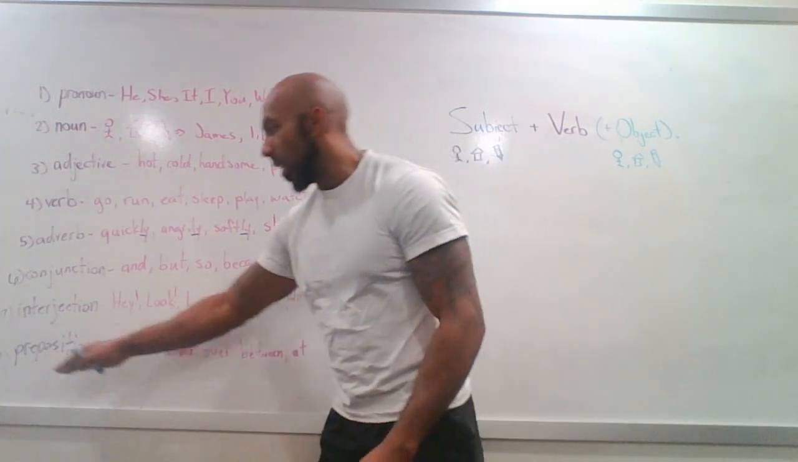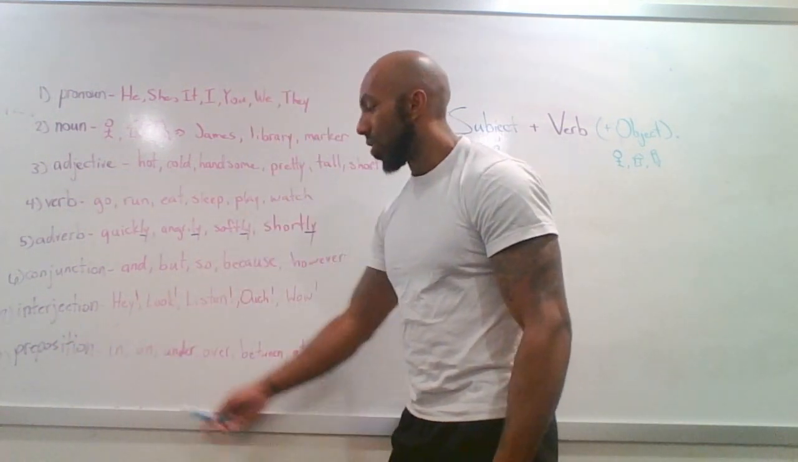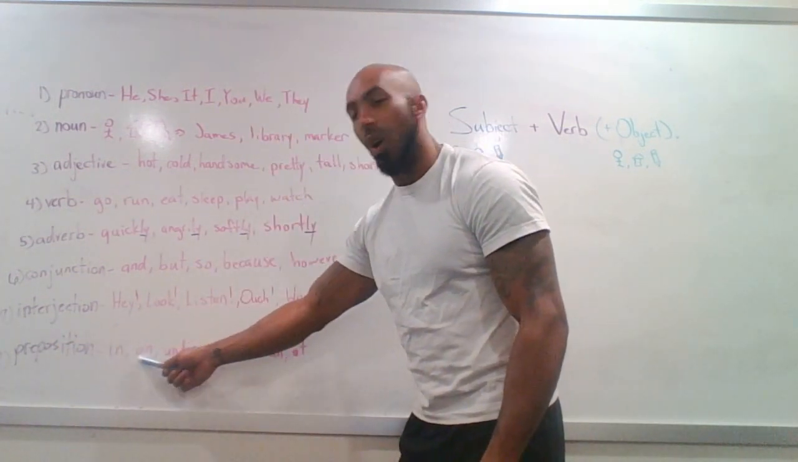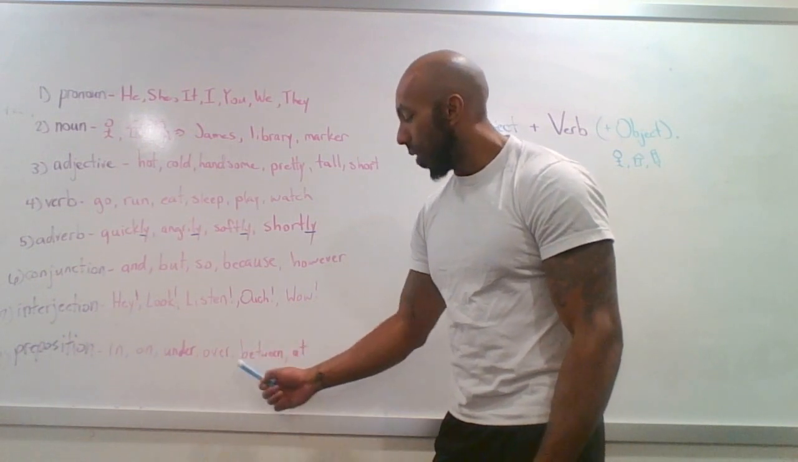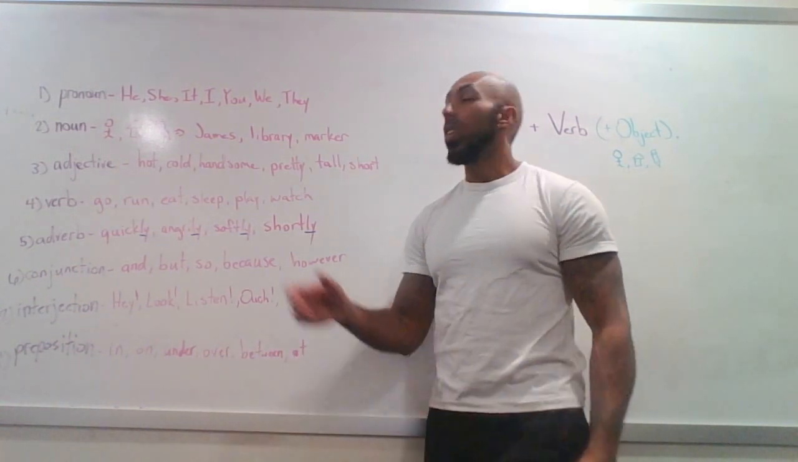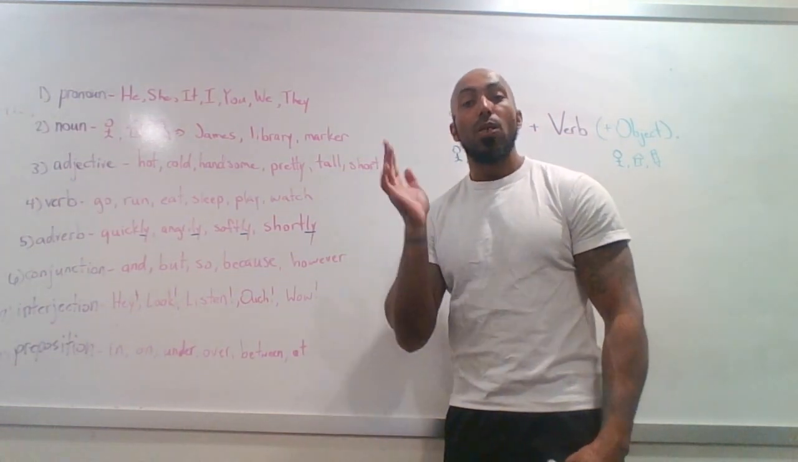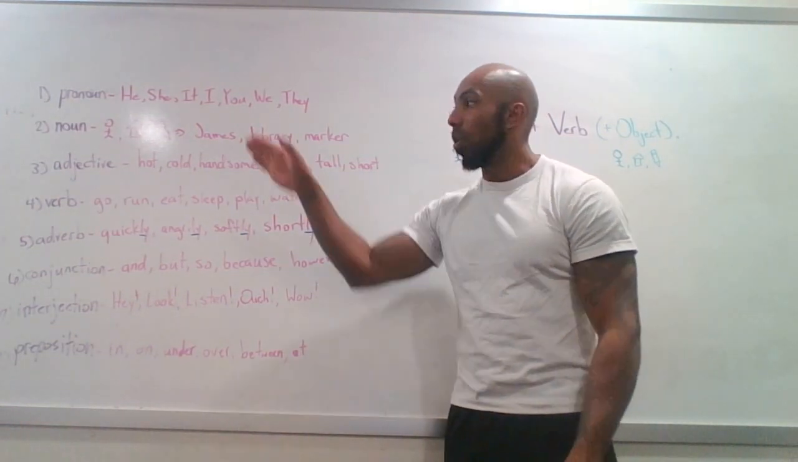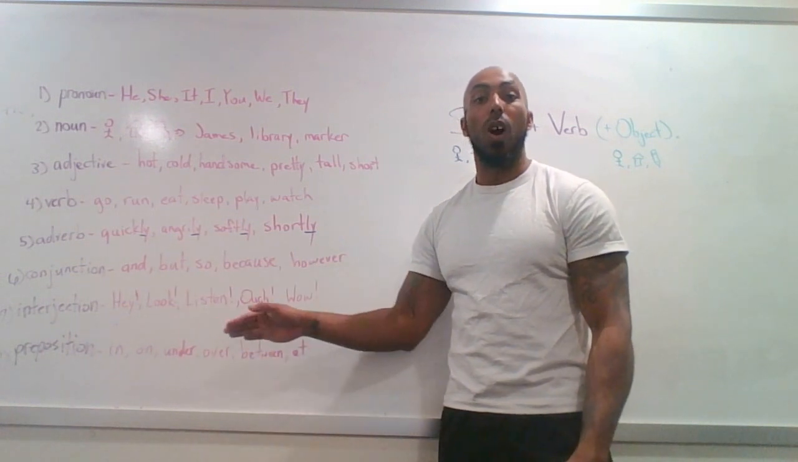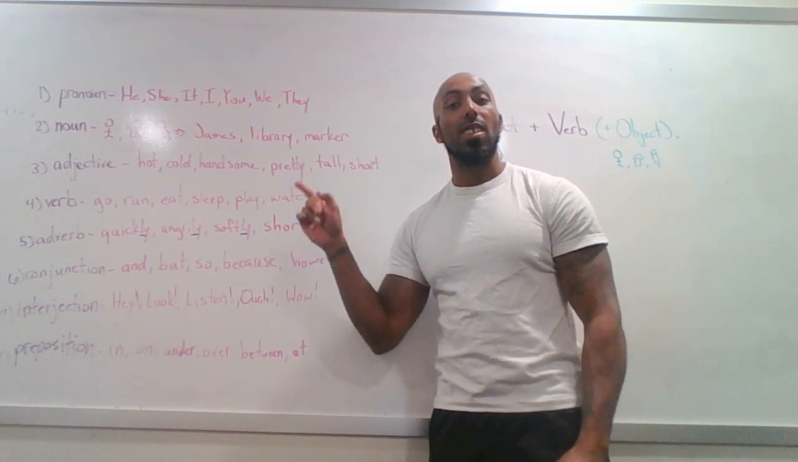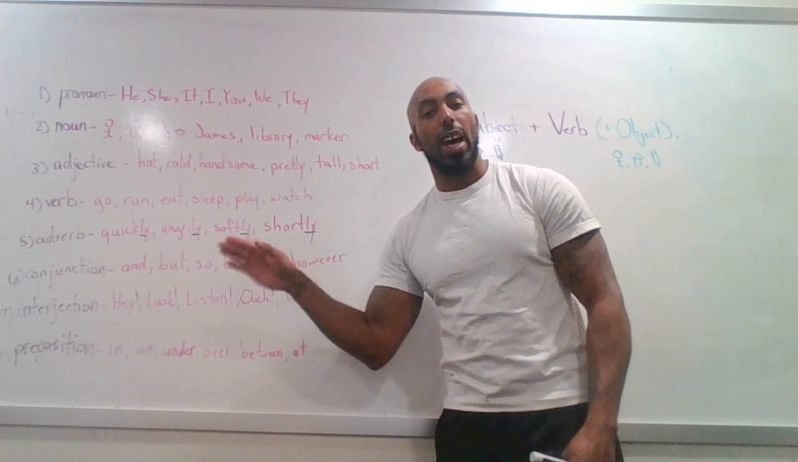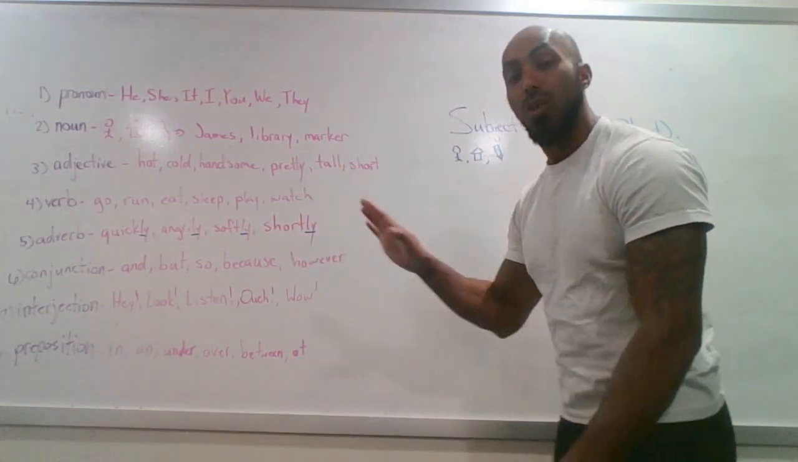And the last one is a preposition. These are some prepositions: in, on, under, over, between, and at. So these are the 8 basic parts of speech. Every word in the English language will be one of these. It will fall into one of these categories or types or kinds of words.